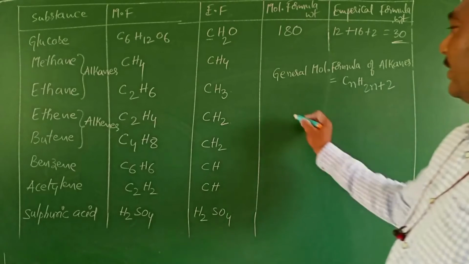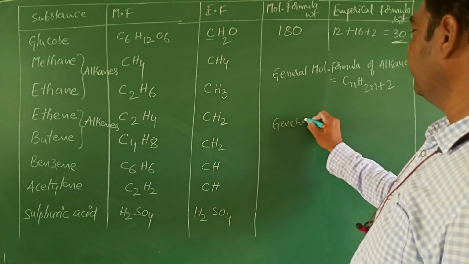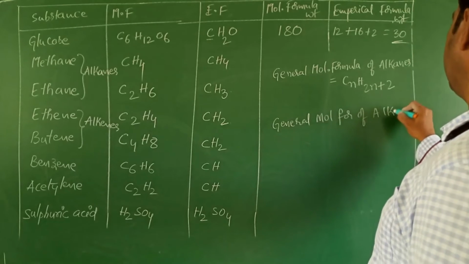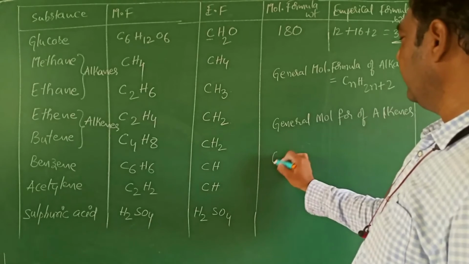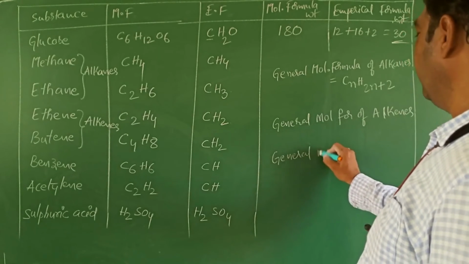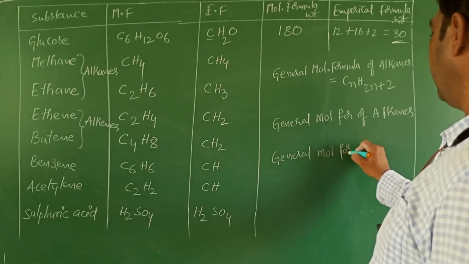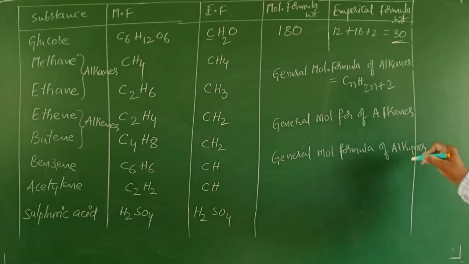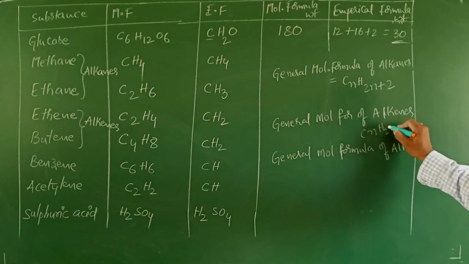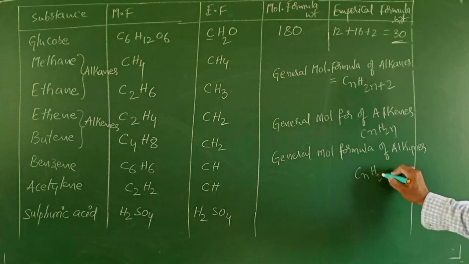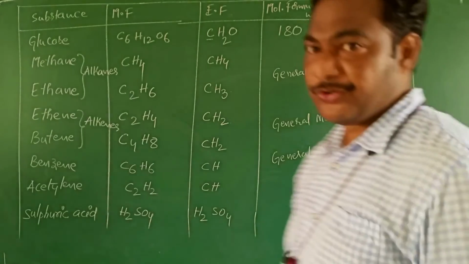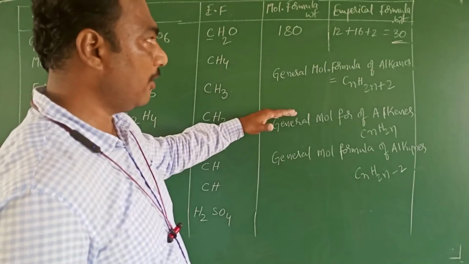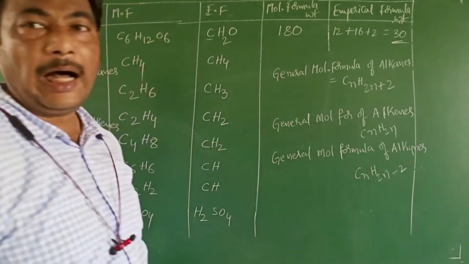And what is the general molecular formula of alkenes, and what is the general molecular formula of alkynes? It is CnH2n, and it is CnH2n minus 2. Right, students? In the 10th standard, you came across this general molecular formula of alkanes, alkenes, and alkynes.